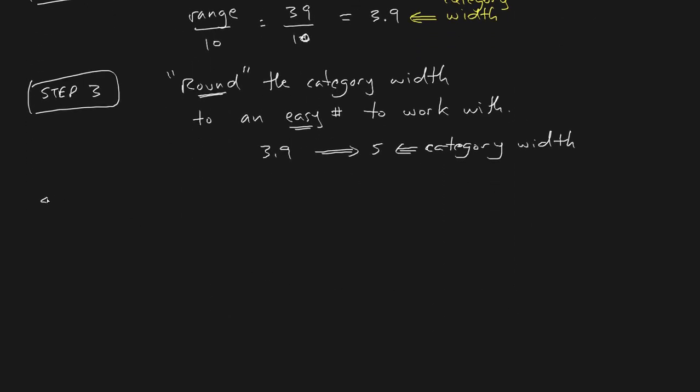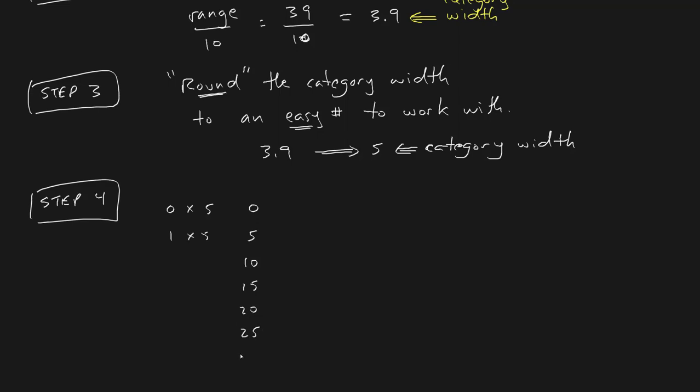Well, now it's time to start building my categories. And your textbook gives some suggestions as to how to do this. I want to show you exactly what you should do at this point. Take multiples of your category width, every multiple of your category width, starting with 0. So 0 times 5 is how much? 0 times 5 equals 0. 1 times 5 equals 5, and so on. 2 times 5 equals 10, and then 15, and then 20, and so on.